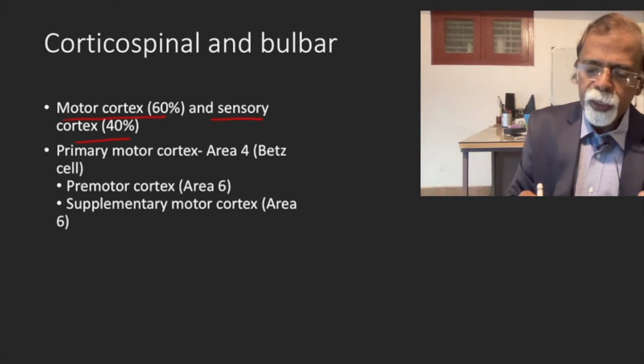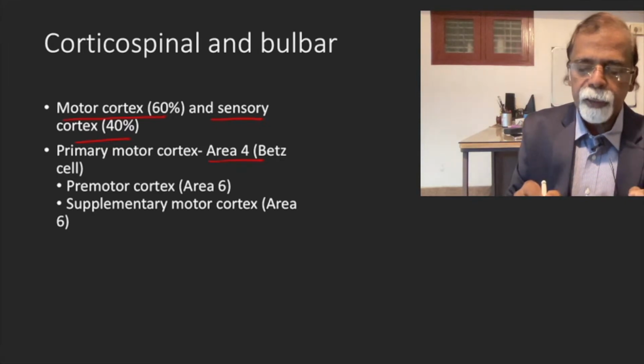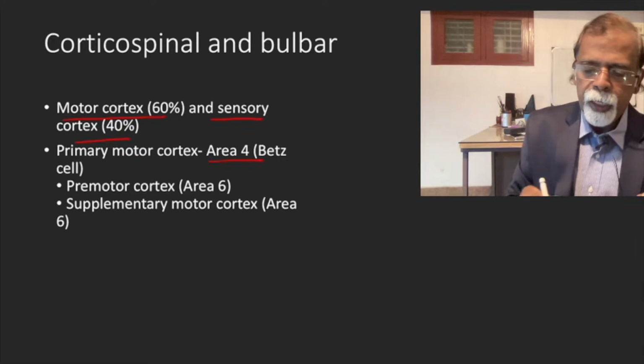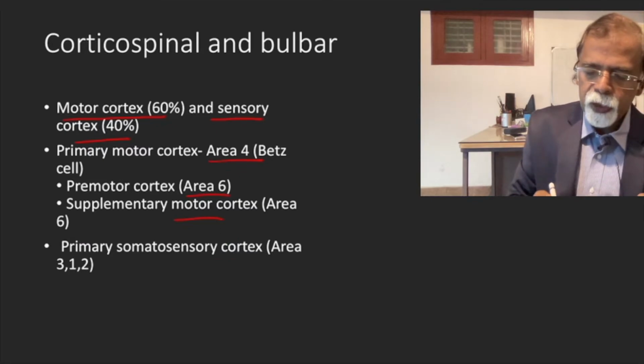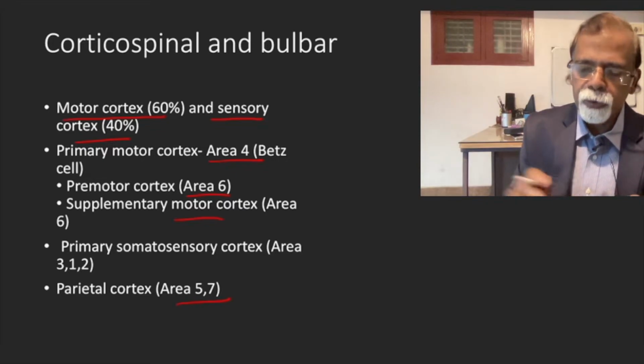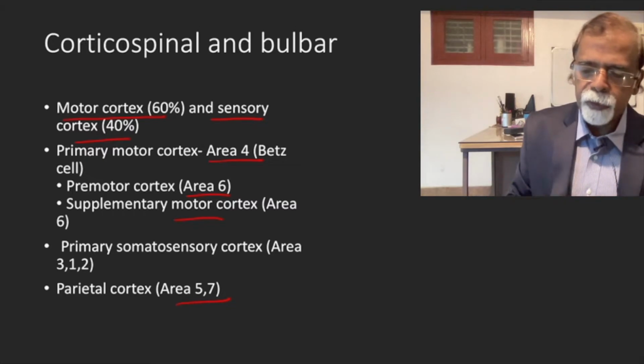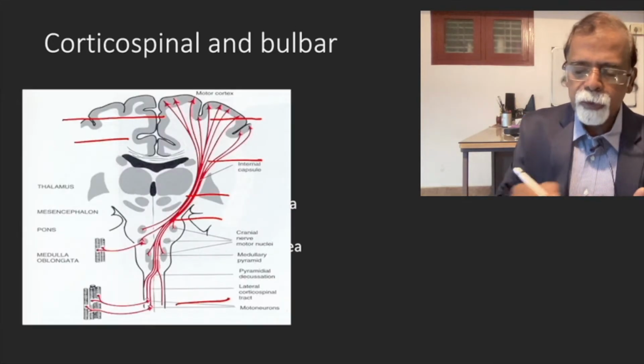Then primary motor area is area 4, and most of the cells arising from there are the pyramidal cells. The premotor area is area 6, and the supplementary motor area is also area 6. Primary somatosensory cortex 3, 1, 2 and areas 5, 7 from the parietal lobe also contribute to motor. So this you should remember, from where the corticospinal pathway arises. So this is the corticospinal pathway.